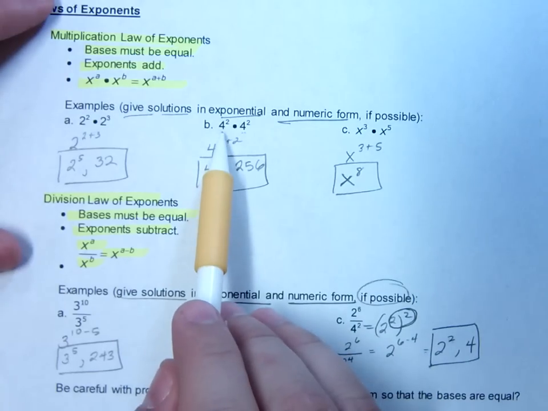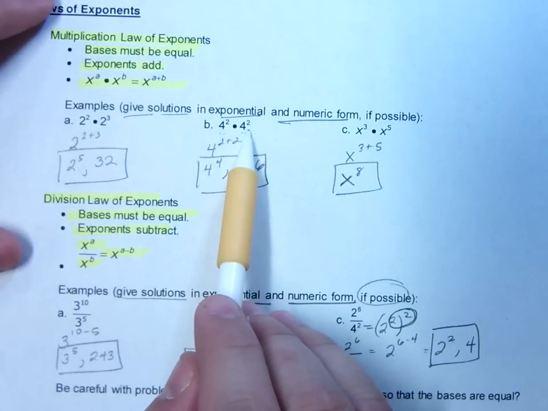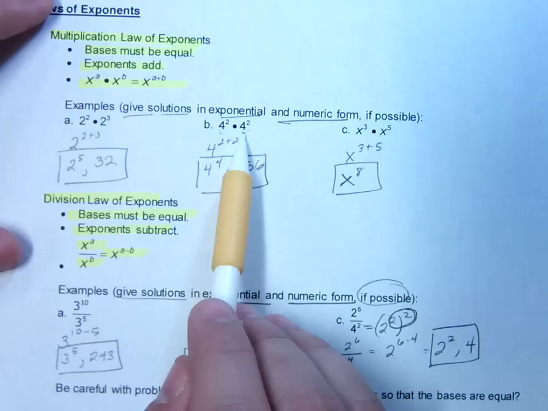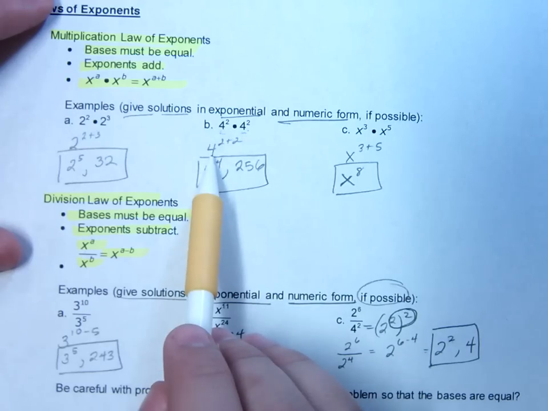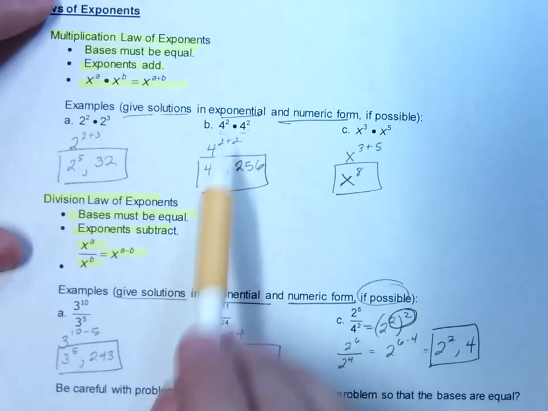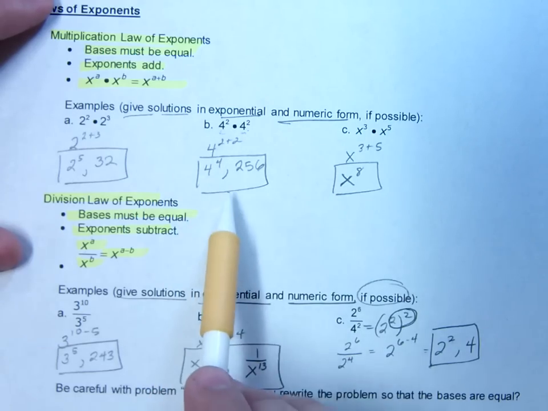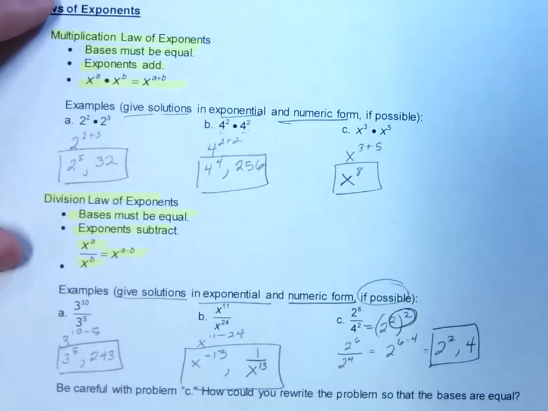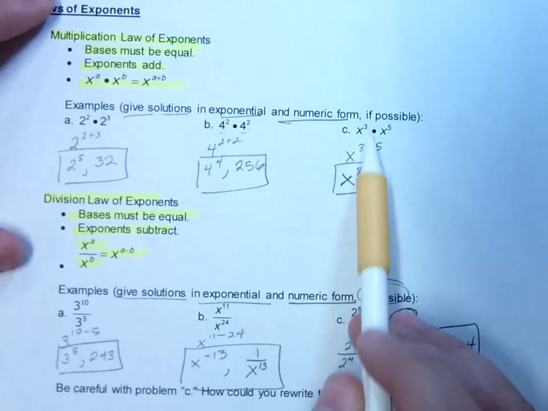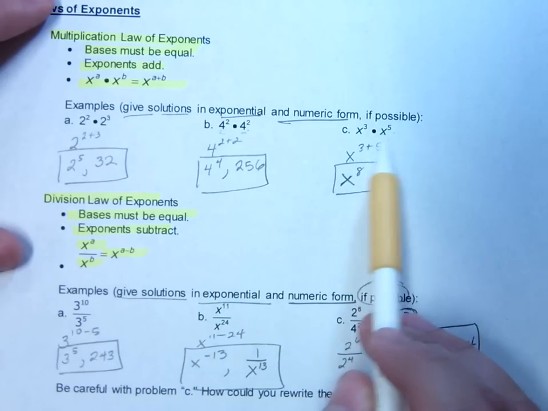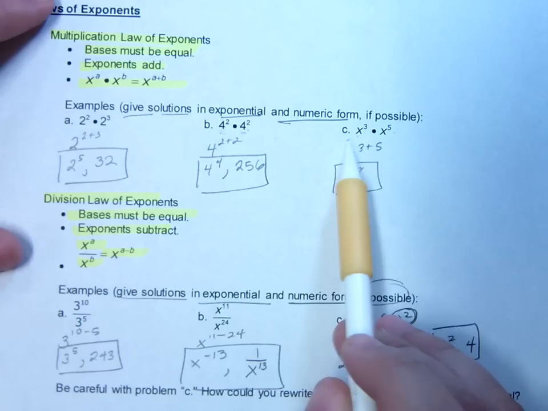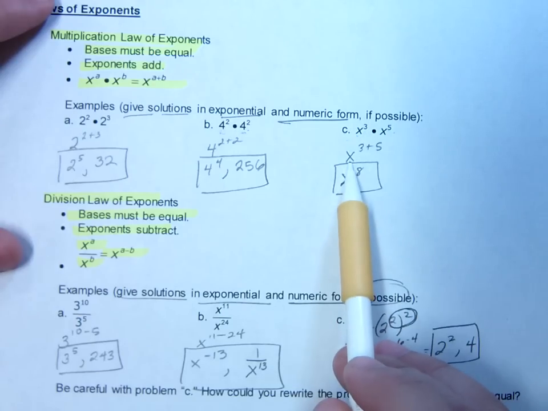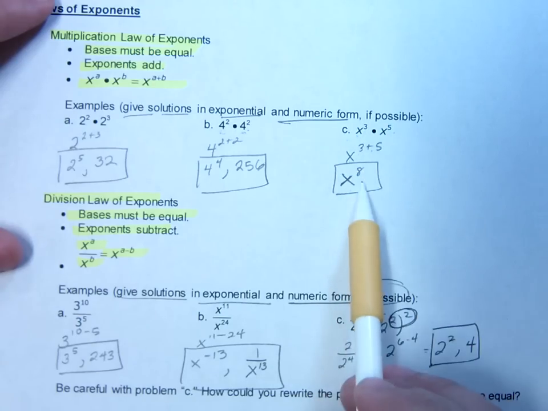4 squared times 4 squared. Again, like bases, that's important. That's a must. Keep the base 4, add the exponents, 2 plus 2, 4 to the fourth power, or 256. Over here, x cubed times x to the fifth power. The base is the same, they're both x. Keep the base x and add 3 plus 5. And then you get x to the 8th power.